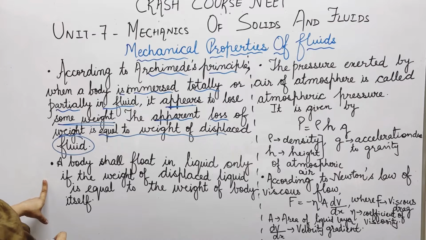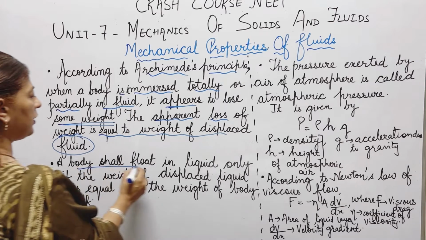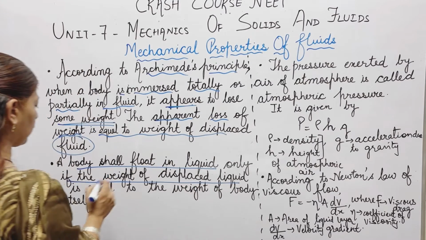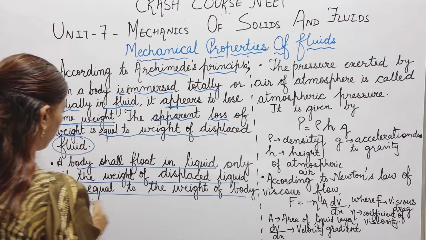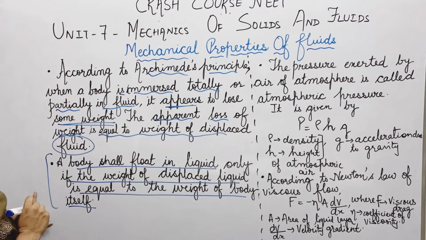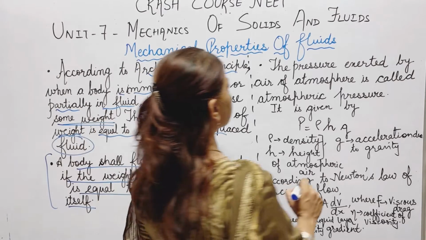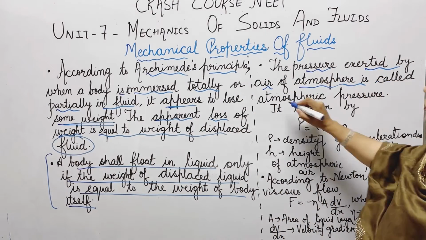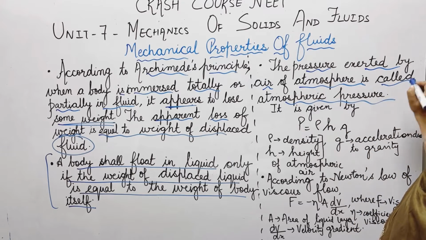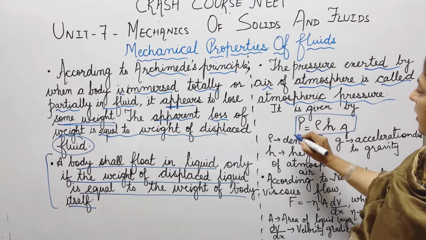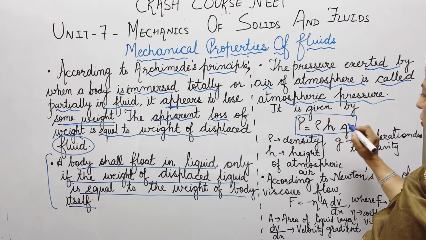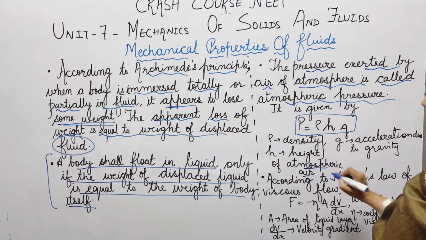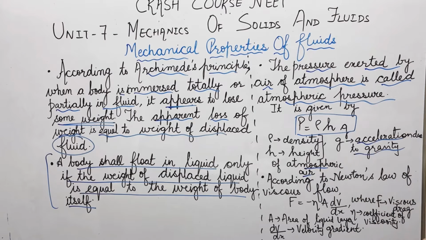The next is a body shall float in liquid. The floating is only possible if the weight of the displaced liquid is equal to the weight of the body itself. So this is the condition of floating. The next is the pressure that is exerted by the air of the atmosphere, called atmospheric pressure, and this is given by P equal to rho h g, where P stands for pressure, rho is the density, h is the height of the atmospheric air, and g is the acceleration due to gravity.